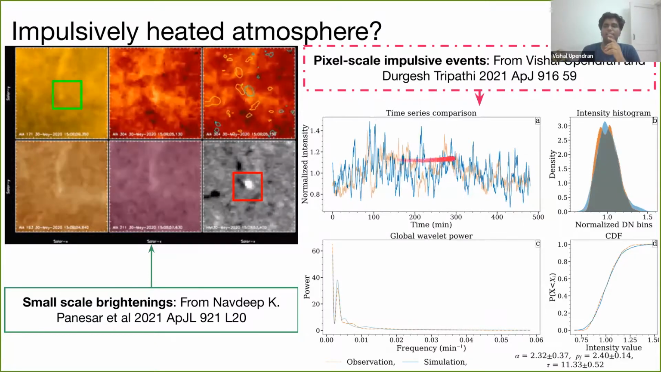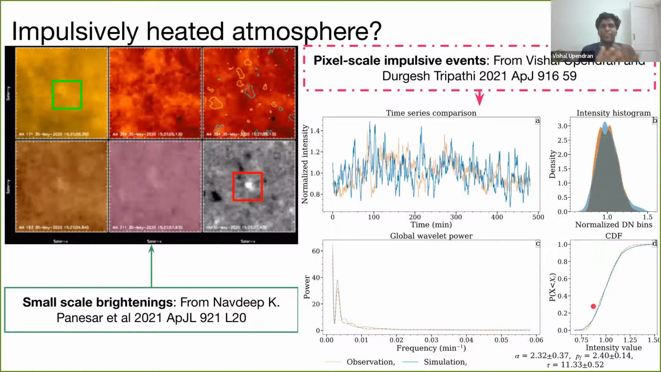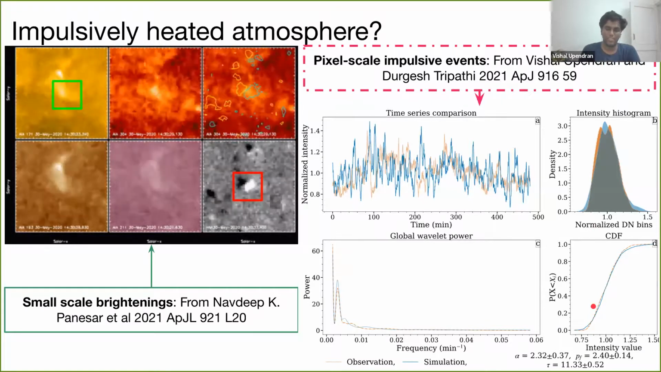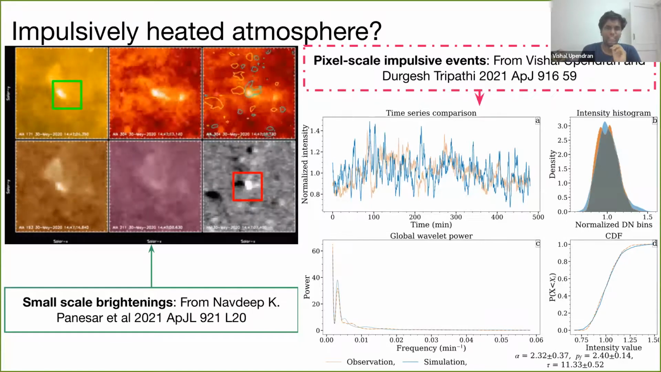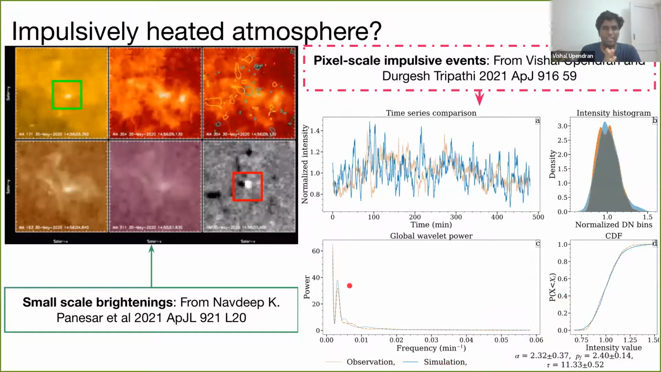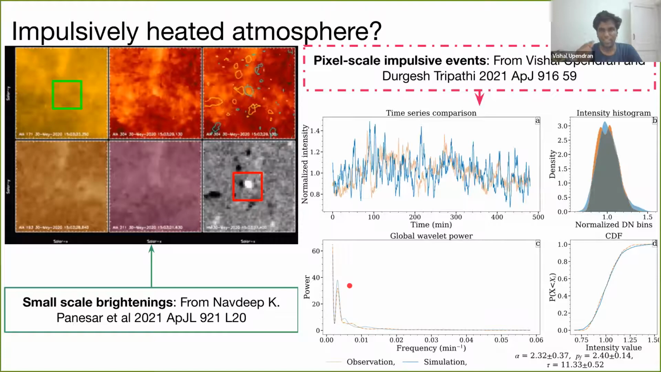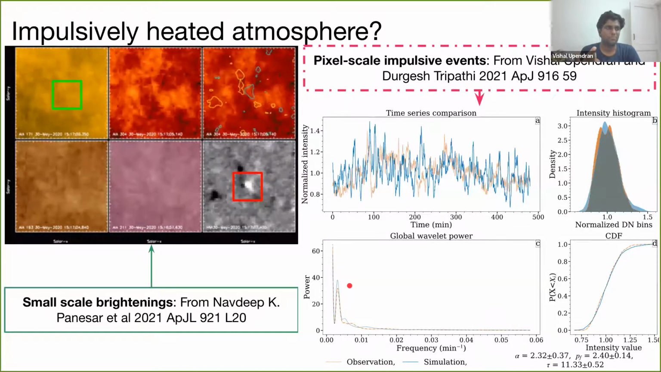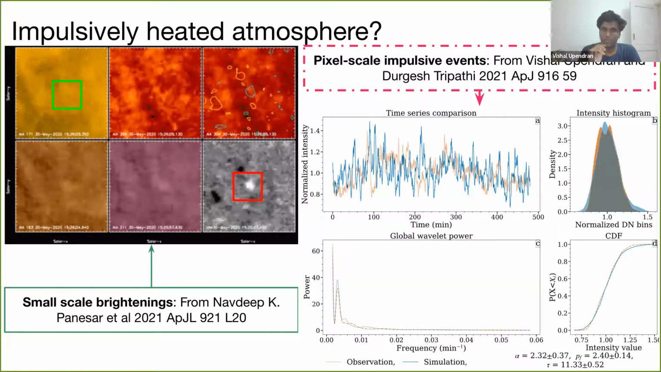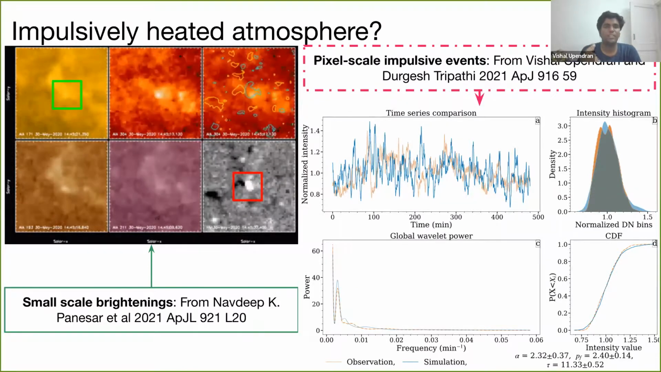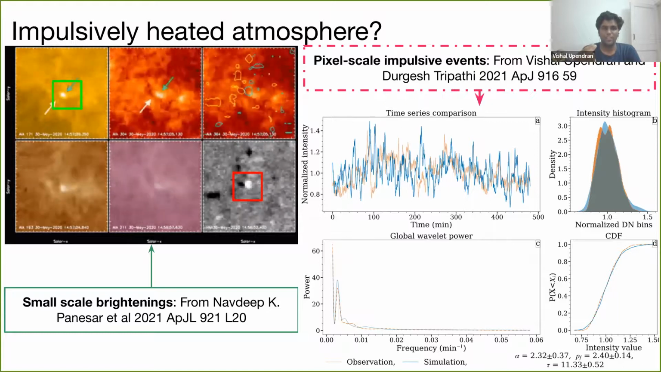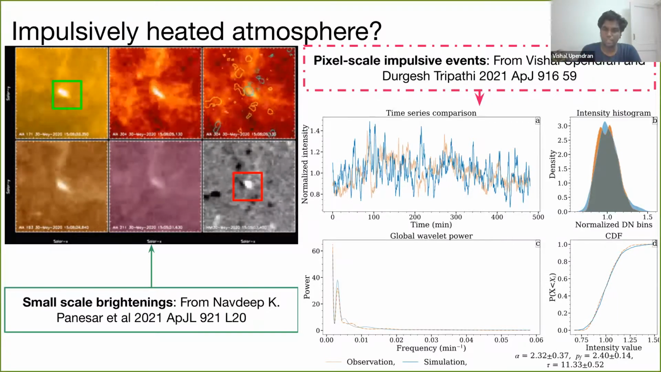Visually looking at these two light curves, you really can't say if they're good or not. But if you look at the intensity histogram from the CDFs, we find that the observed light curves match very well with the simulated light curves. And so is the case if you consider the wavelet power spectrum. So even on a pixel scale, where each pixel corresponds to something like 700 kilometers or so, each pixel is explainable through an impulsive heating scenario, which occurs due to dynamics of the magnetic field in the photosphere.